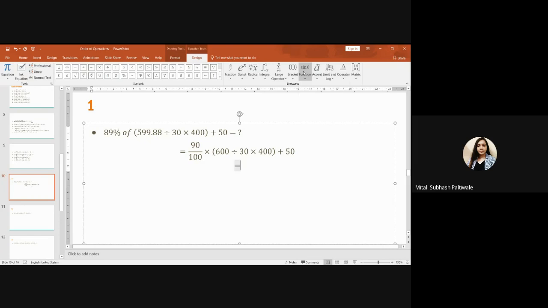Now look at this one. If at all I'll be solving this, I'll get the answer as 9 by 10 multiplied by 8,000 plus 50.